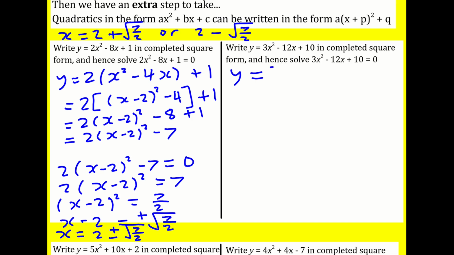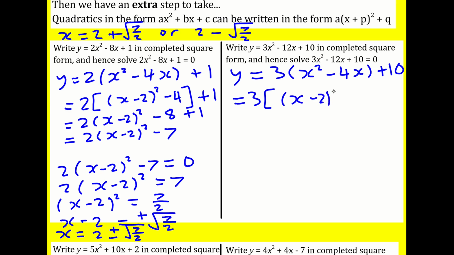So, a similar process, but this time I'm going to factorize a 3 out. It's going to be x squared minus 4x, and then the 10 is here. Square bracket, I'm going to again complete the square on x squared minus 4x, so that's the same as before.